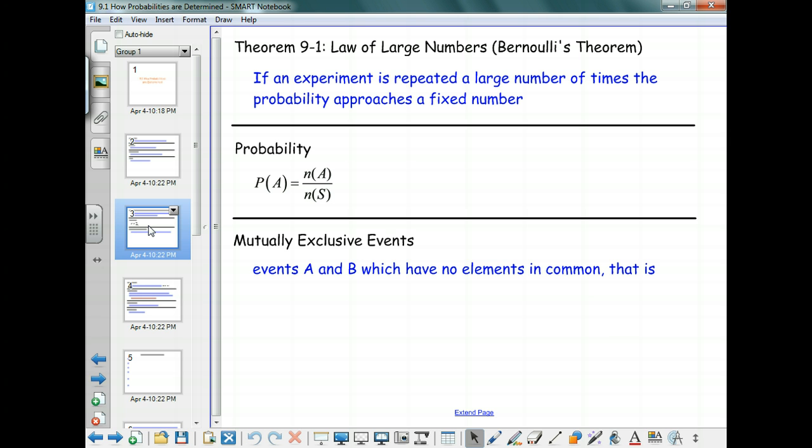The law of large numbers, or Bernoulli's theorem, says that if an event is repeated a large number of times, the probability will reach a fixed number. So to give you an idea of what that's talking about, if you were talking about, over a large span of time, what percentage or what probability is it that you have a boy versus a girl? It should be a 50-50 chance, right?